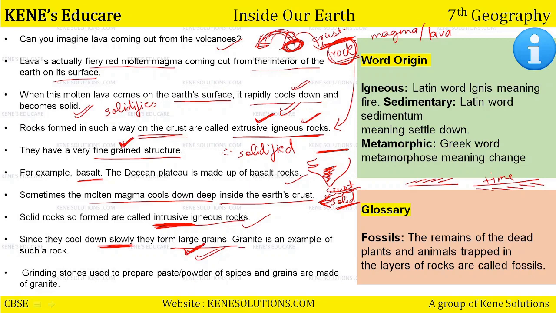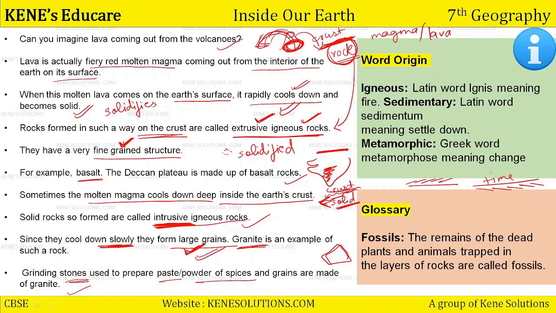ऑलराइट, एग्जांपल इज ग्रेनाइट. ग्रेनाइट इज फॉर्म्ड व्हेन द मैग्मा सॉलिडिफाइज इनसाइड द लेयर ऑफ द क्रस्ट. ग्रेनाइट इज वन सच एग्जांपल ऑफ इंट्रूसिव igneous rock. Okay, grinding stones used to prepare paste or powder of spices and grains are made up of granite also. वो पत्थर देखा है जिसपे चटनी बनाती थी मम्मी लोग पुराने जमाने में? हाँ, I will show you. वो ग्राइंडिंग स्टोन ग्रेनाइट से ही बना होता है. मैं भी आपको फोटो दिखाती हूँ उसकी.